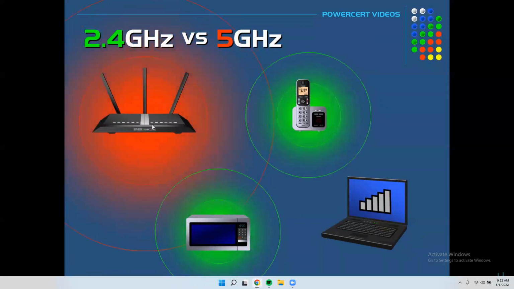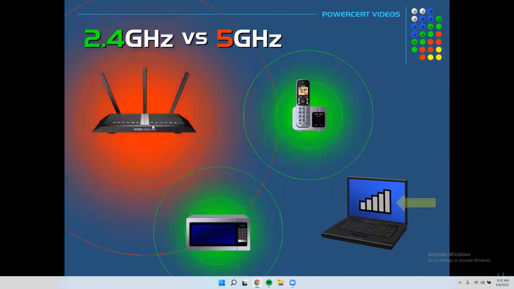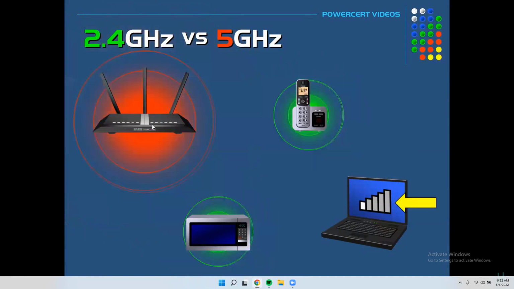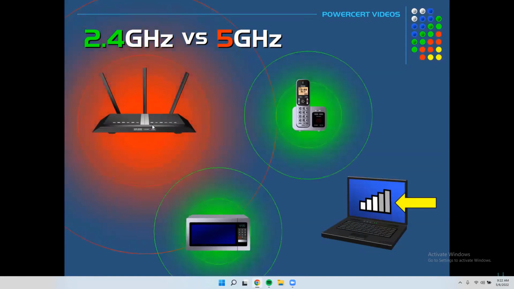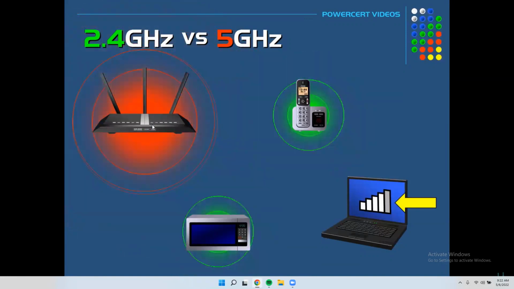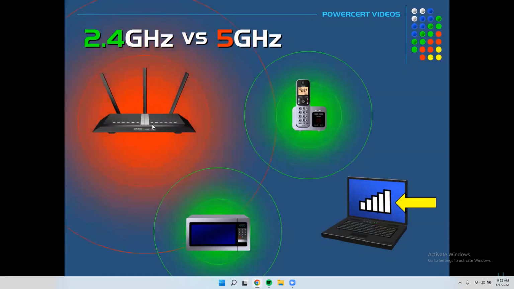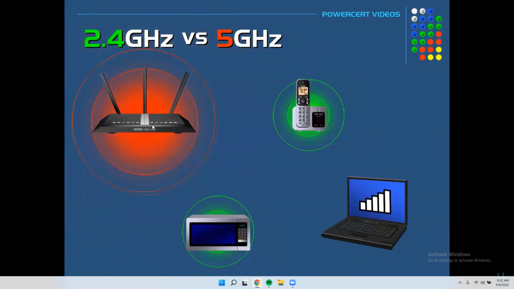The 5 GHz band is a newer band, so it's not as commonly used as the 2.4, so it's used by fewer devices. And because it's used by fewer devices, the 5 GHz is not as crowded, so there is no interference or minimal interference. So using the 5 GHz would relieve the problem related to slow network speeds and connection drops caused by interference from other devices.